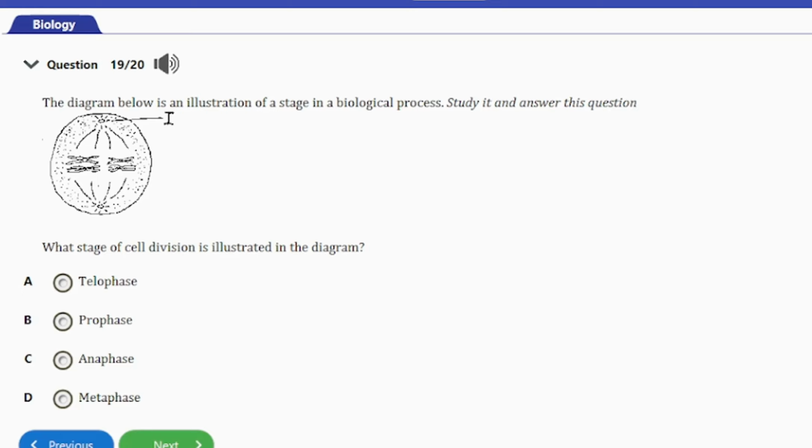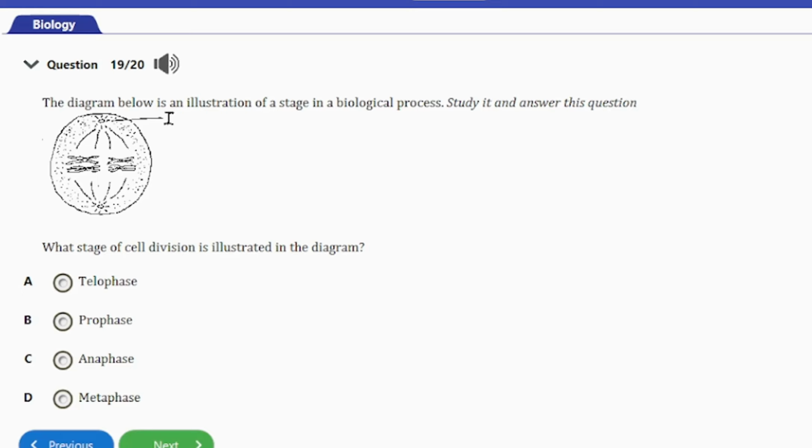Question number 19 here. It says, the diagram below is an illustration of a stage in a biological process. Study it and answer the question. What stage of cell division is illustrated in the diagram? A, telophase, B, prophase, C, anaphase, D, metaphase. So guys, the answer to this question is option C here, anaphase.